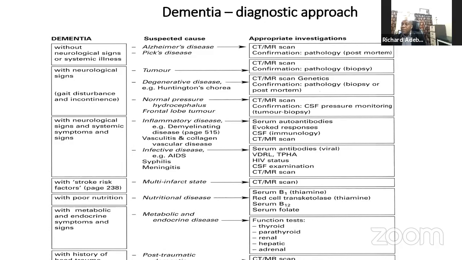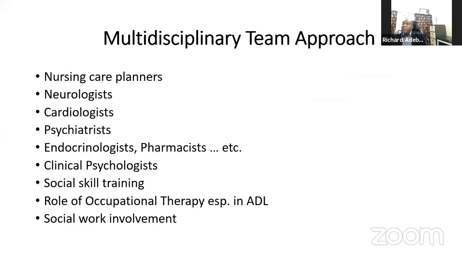But if we are thinking of infective disease like HIV, AIDS, syphilis, meningitis, we would like to do a lot of other tests: serum antibodies, HIV status, CSF examination. These are various forms of investigations we can do. Let me just jump to the management. As I've talked about earlier, it's a multidisciplinary team approach.